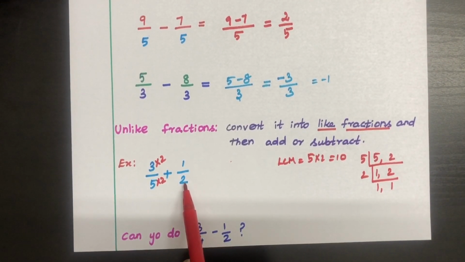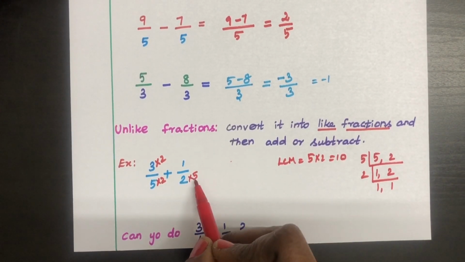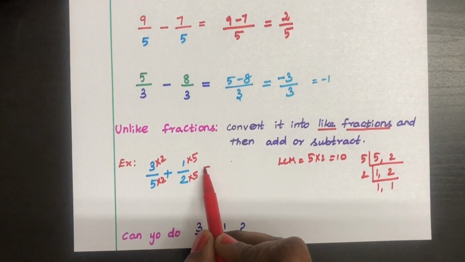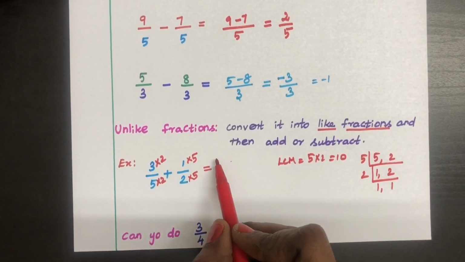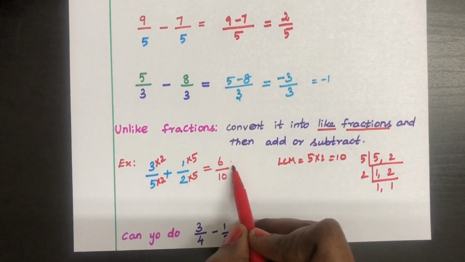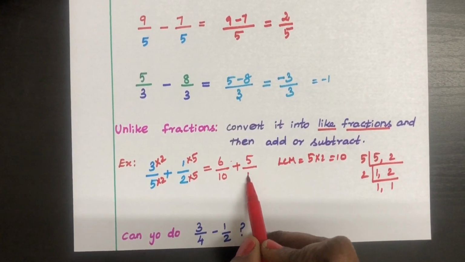Now to make this 2 as 10, what do we need to do? We need to multiply by 5. With the same number, we need to multiply this numerator also. So 3 into 2 gives us 6 divided by 10. 5 2s are 10, plus 1 into 5 is 5 divided by 2 5s are 10.